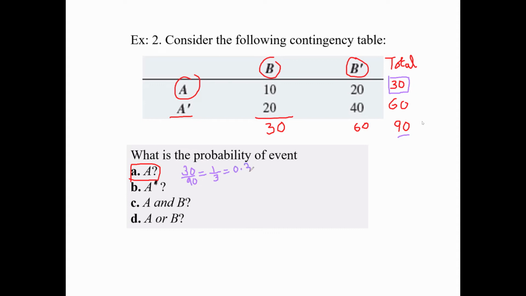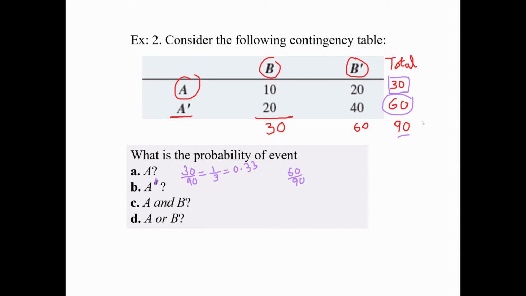Then what is the probability of A complement? Probability of A complement means you need to see here, this A complement is 60 over 90. So the second one will be 60 over 90. I think you guys are correct.